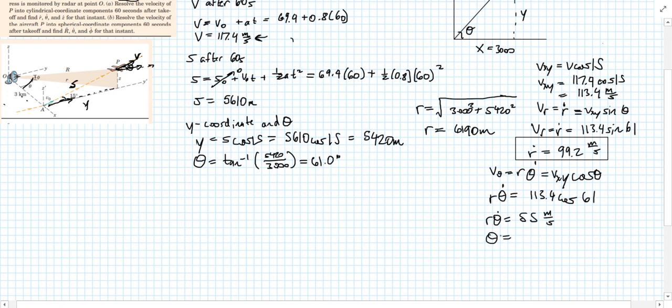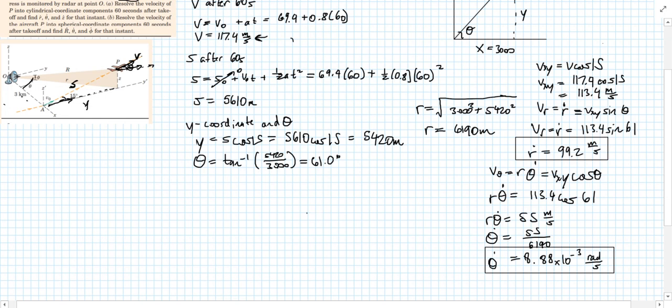And then theta dot is going to be equal to 55 over r, which we found up here is 6190. And so theta dot is equal to 88.88 times 10 to the negative 3 radians per second. So this is another one of our answers for part A. We're asked to find r dot, theta dot, and z dot. So we have found theta dot.